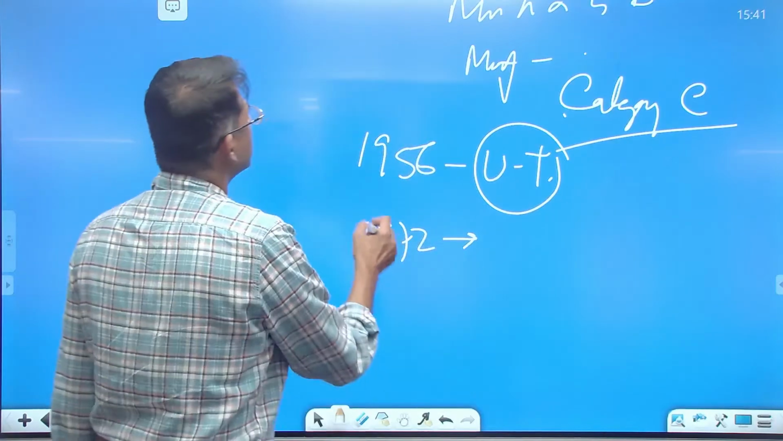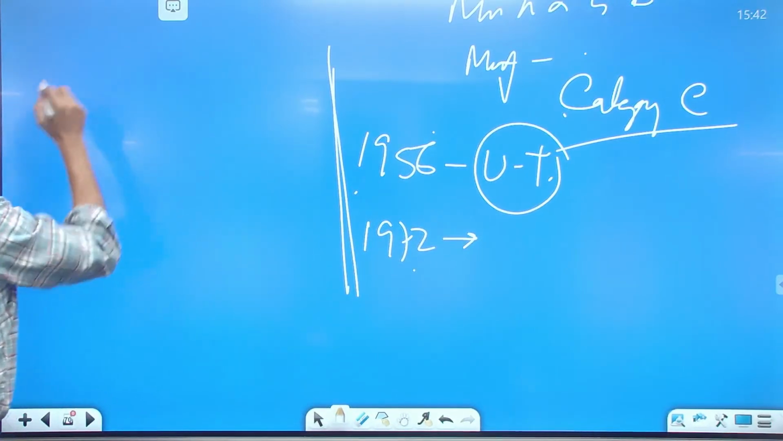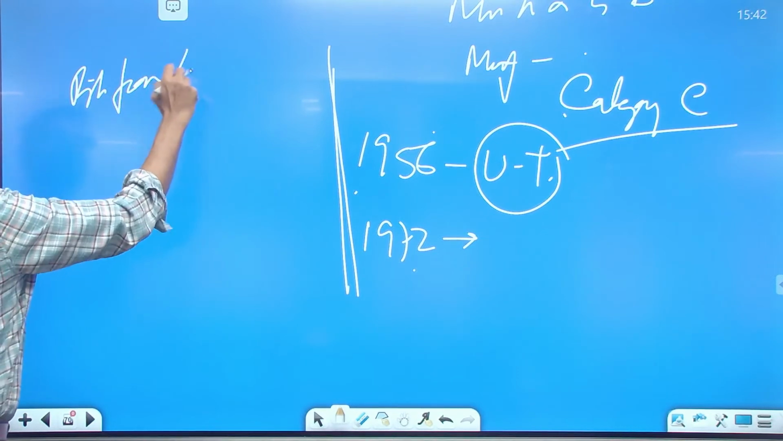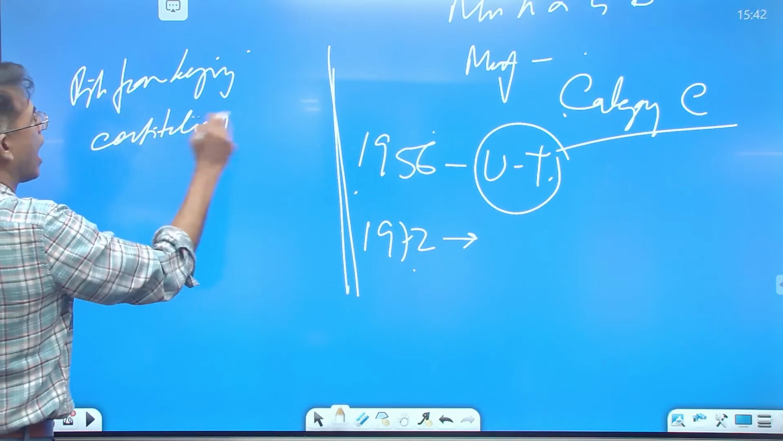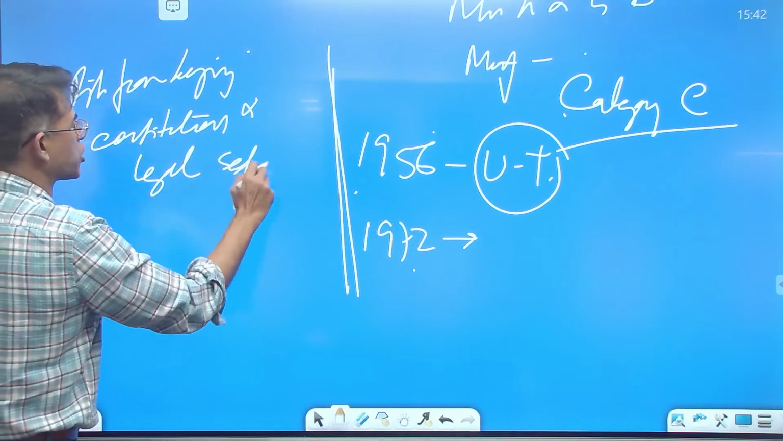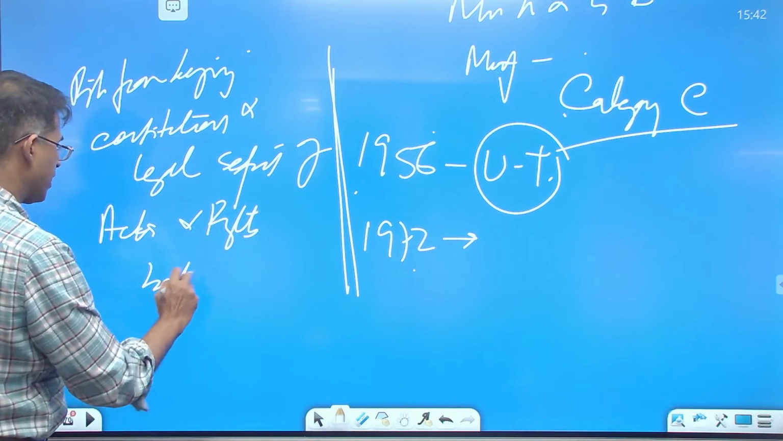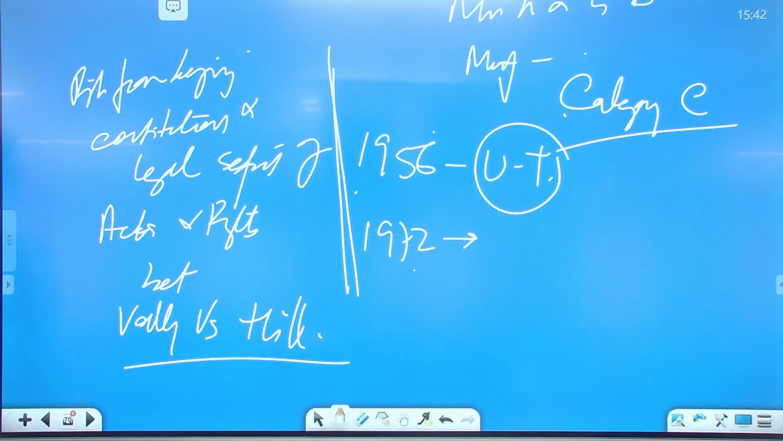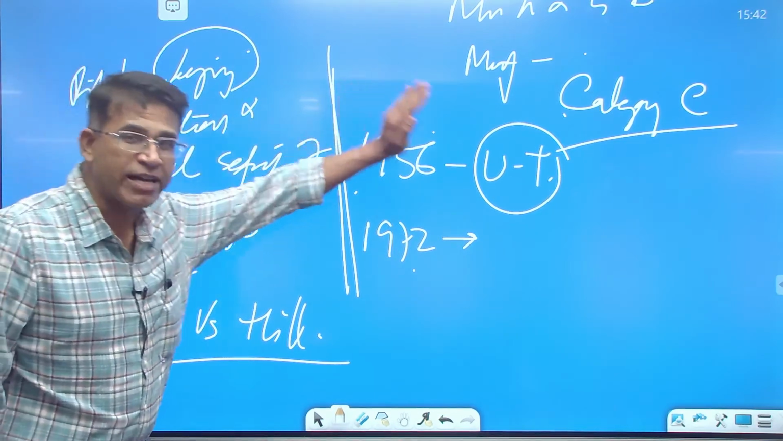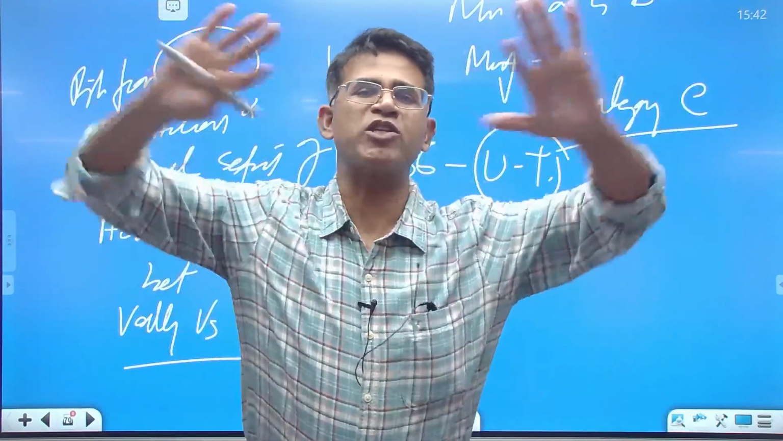But our point here is, ये जो state बना, this state and then union territory, right from the beginning, there has been a constitutional and a legal separation of acts and rights between the valley of Manipur and the hills of Manipur. इसमें separation रहा है, शुरू से रहा है. Right from the beginning, right from even before it became a union territory. Okay, ये जो वैली ऑफ मणिपुर है और हिल्स ऑफ मणिपुर, इनमें सेपरेशन रहा है.